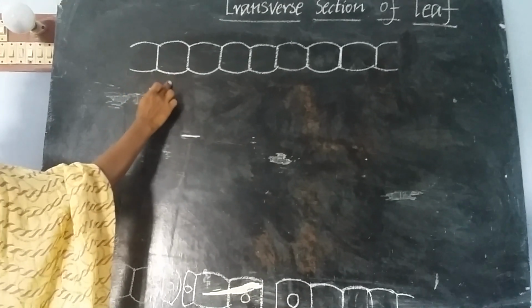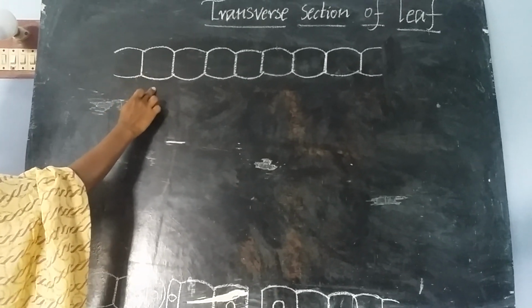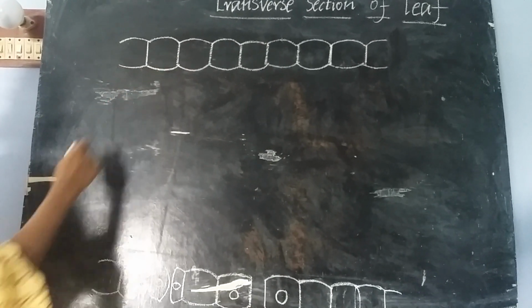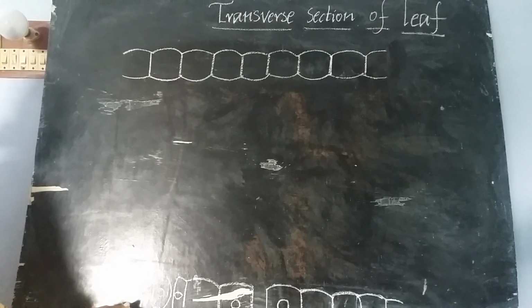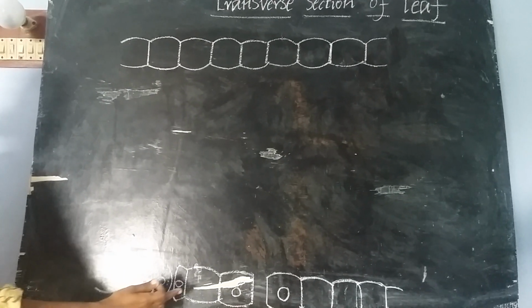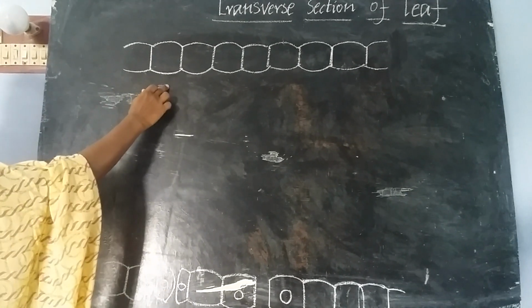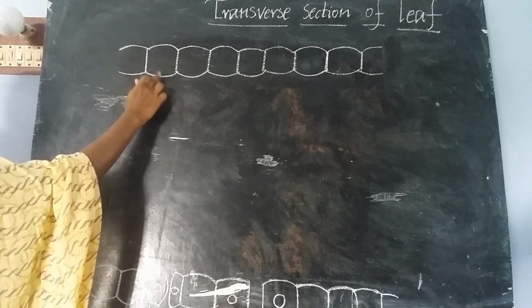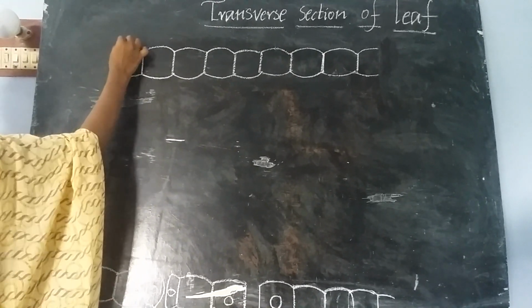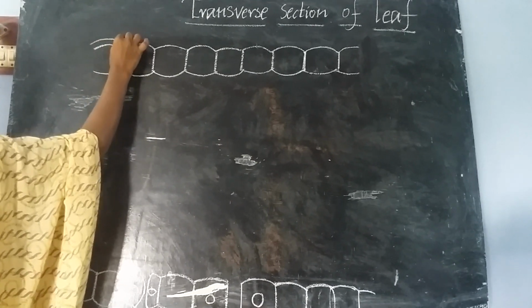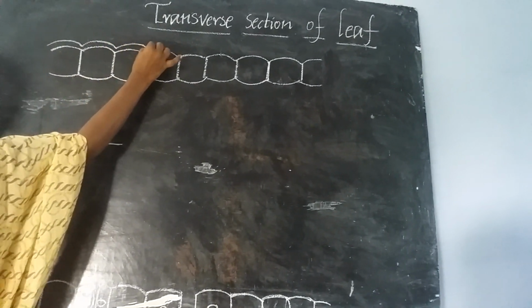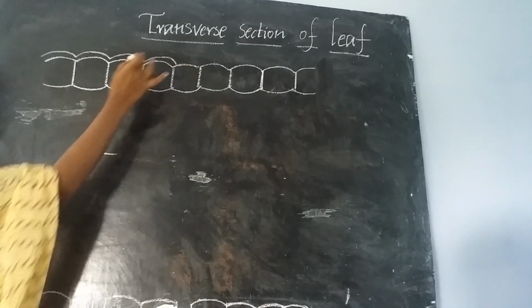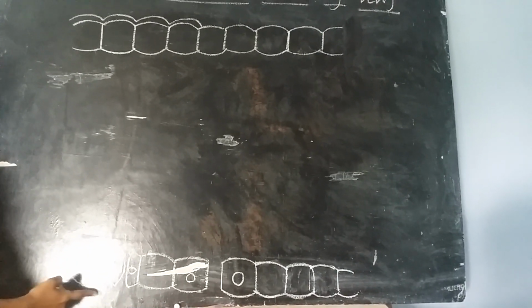This part, the first chain, is called the upper epidermis, and the down one is called the lower epidermis. On the upper epidermis you have to draw another chain-like structure which follows the down one. It is called the cuticle, and we have to follow the same for the down one also.